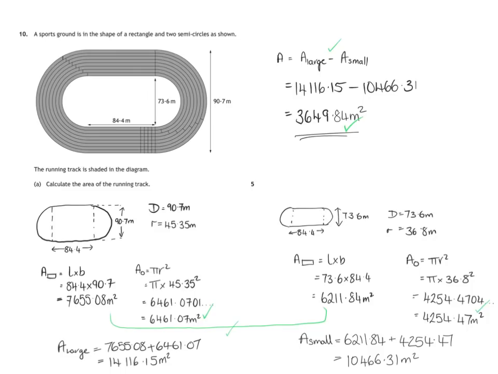So that is it for that one. Work out both areas, subtract them. The order in which you subtract things doesn't really matter. You would still get the marks whatever way you do it.